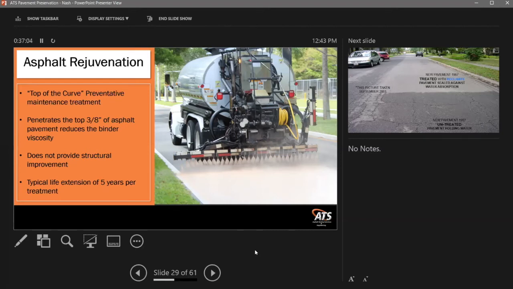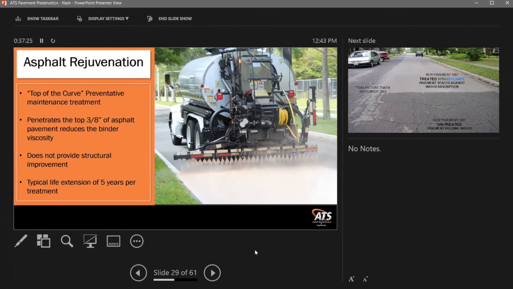What you're looking at on the right, the distributor truck, is spraying an asphalt rejuvenator, and that's all it is. It's just an emulsion that gets sprayed on top of the pavement. You're going to end up seeing it kind of penetrate the top 3/8 of the pavement and that asphalt on that top layer, and try to keep it young.